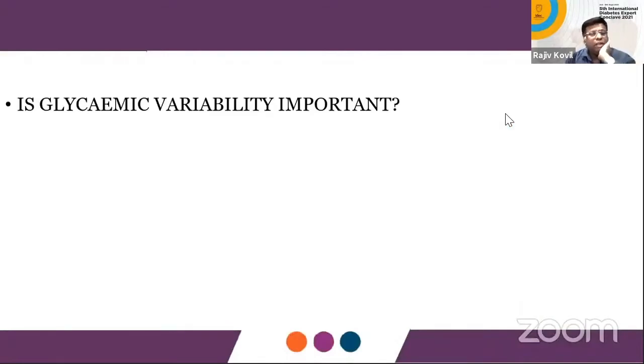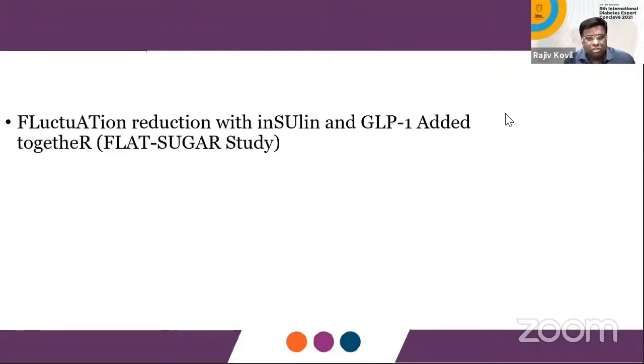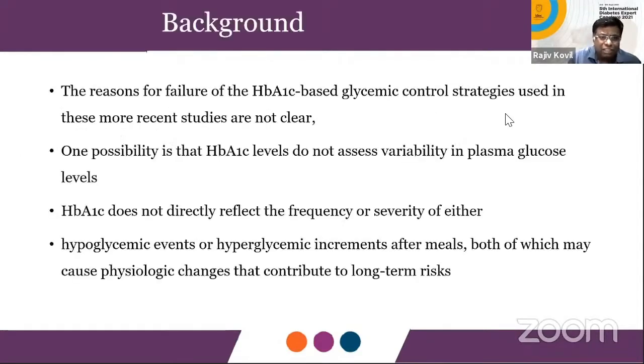Importantly, before we get into TIR, the first question that we need to address is: is glycemic variability important, and is it the missing link between sugar control and all kinds of complications? So there was this study which was published 5 years back called the FLAT-SUGAR study.